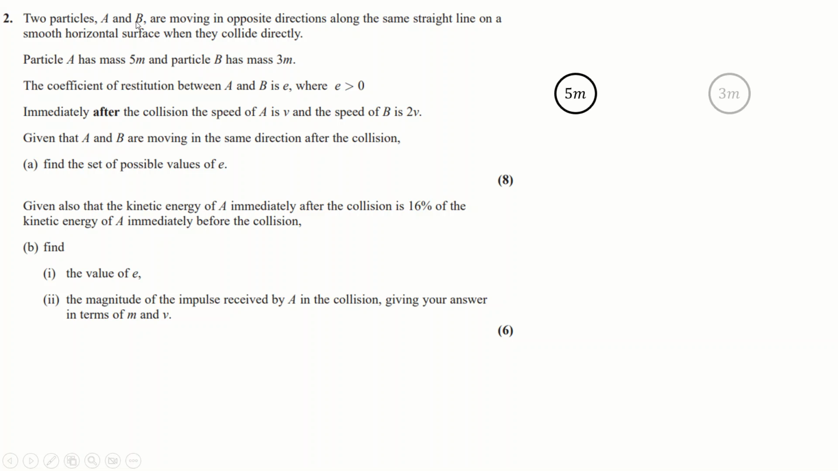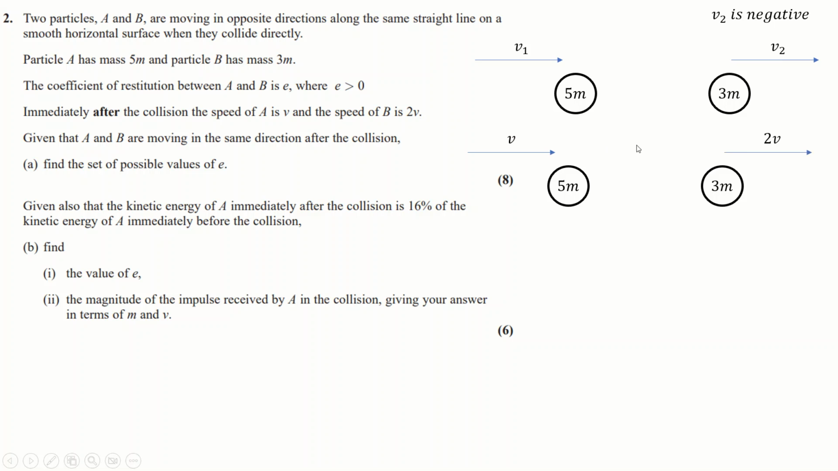Two particles, A and B, are moving towards each other at speeds that I don't know, and they're going in opposite directions. So according to my picture, v2 must be a negative number for this arrow to make sense. Afterwards, we're given more information. It's the same two things, and they're going the same direction afterwards, v and 2v. So I'll just say this direction here, v and 2v, and I'll say that v is positive, which would make a lot of sense because this is the bigger mass, so it would make sense that they're both going this way after the collision.